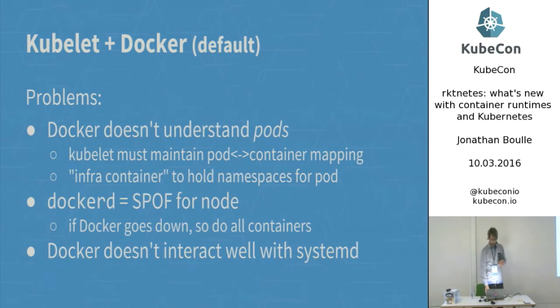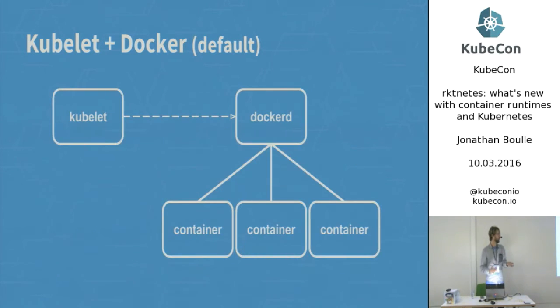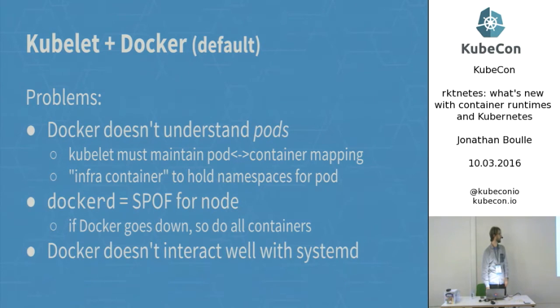The other key problem here is that the Docker daemon is essentially a single point of failure for all the pods running on the node, because if the Docker daemon dies here, then all the containers are necessarily going to need to be restarted. And then finally, as I touched on earlier, a slightly related problem is that Docker doesn't integrate that cleanly with systemd.